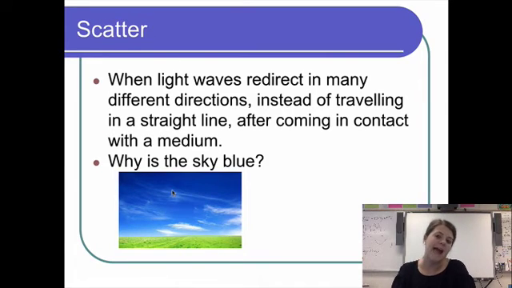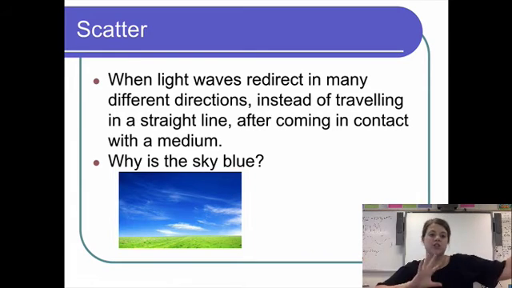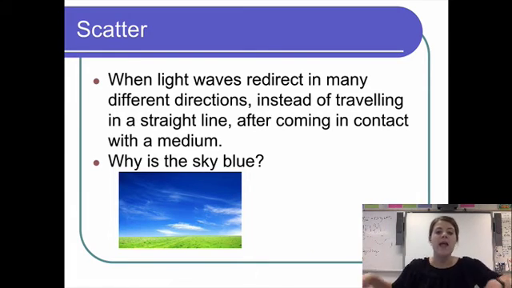The last one we're going to look at is scattering. This is when light waves redirect in many different directions, so they start bouncing everywhere and don't travel in a straight line when they come in contact with a medium. Then you have scattering. So keep in mind, the air is a medium. Why? Because it has mass. And so that affects light waves.